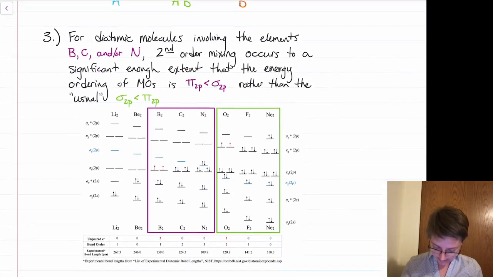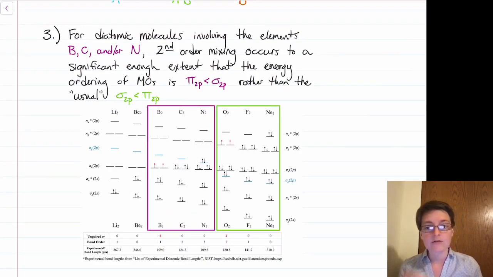Our third and final takeaway for today is that for diatomic molecules, second-order mixing can occur, and the rule of thumb that we'll use in Chem 346 is that if our diatomic molecule involves any of the elements B, C, or N, we're going to predict that second-order mixing will occur to a significant enough extent that the energy ordering of our molecular orbitals is going to be pi lower than sigma for the bonding combination, rather than the usual sigma lower than pi.